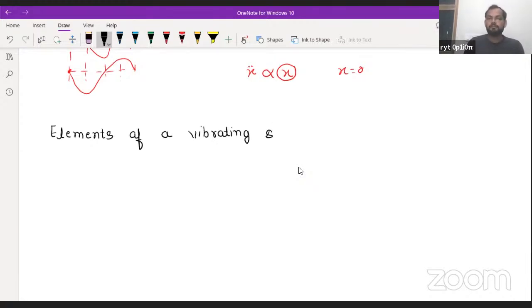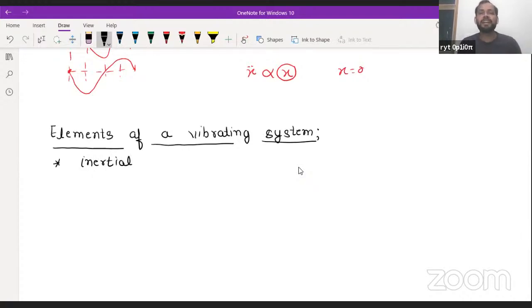Vibrating system. So what are the essential elements for a vibrating system? See here, this is very important. In a vibrating element, there should be an inertial element. And as you know, inertia is nothing but the property due to the mass. That means inside the system something should be there which carries the mass.